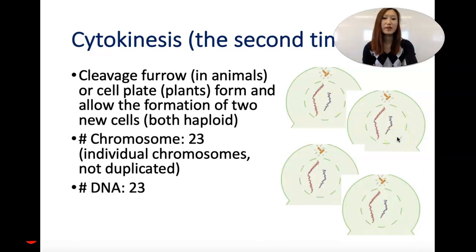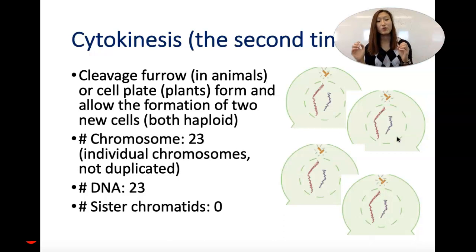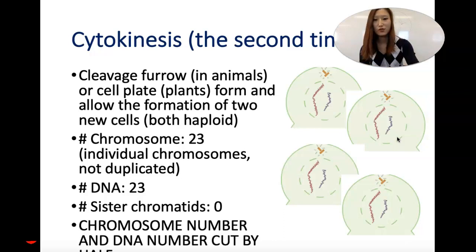Number of chromosomes, 23. Number of DNA, 23. Sister chromatids, 0, because in order to have sister chromatids, you have to have duplicated chromosomes. But right now you have half people, so there's no sister chromatids at all. Chromosome number and DNA number are cut by half. Everything gets cut in half, because you're doing cytokinesis and you're cutting the cell in halves.